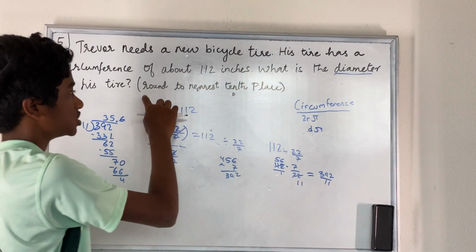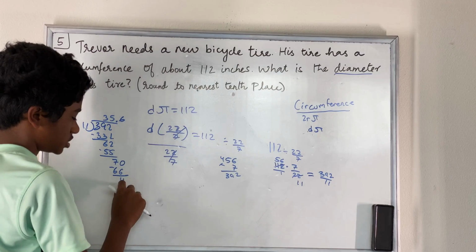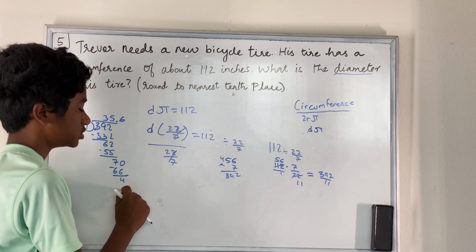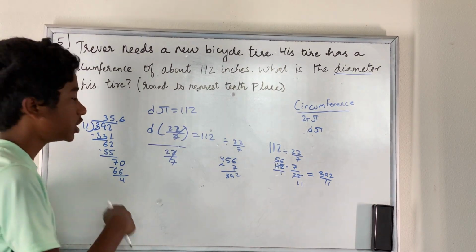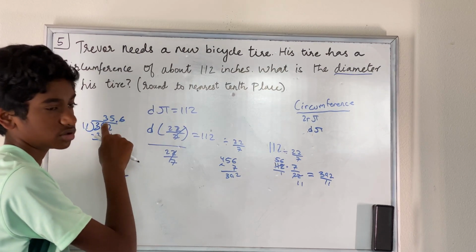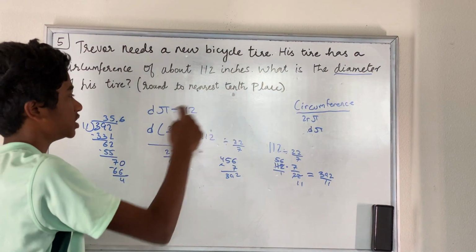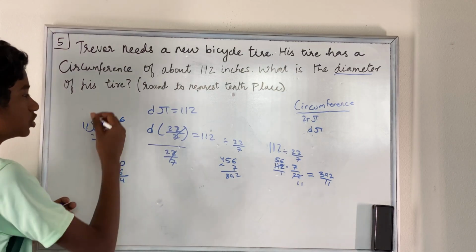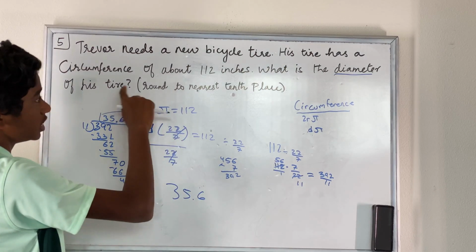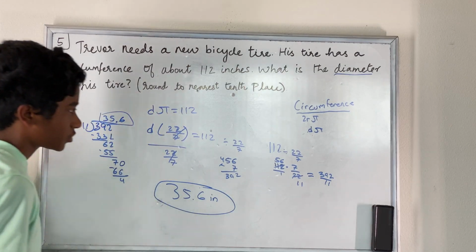We can stop right here because it says round to the nearest tenth place, and we have our tenth digit here. And since the next number would be 40, 40 is divisible by... 40 can be made 33 when we're dividing, and that would be 3. And since 35.63, if we round it to the nearest tenth place, it would still be 35.6. We can just leave 35.6 as is. So 35.6 inches is our answer.